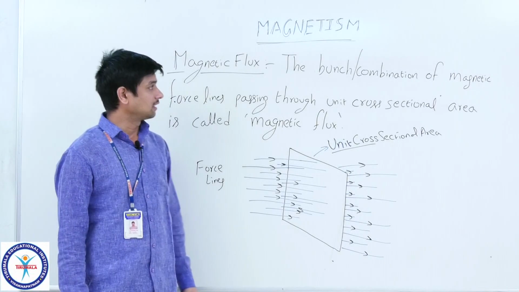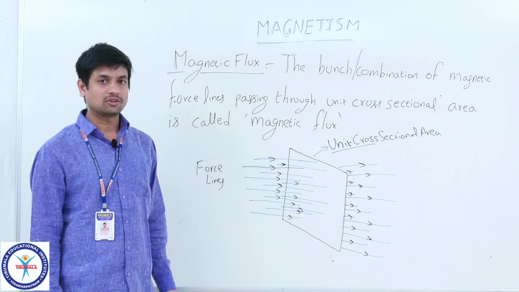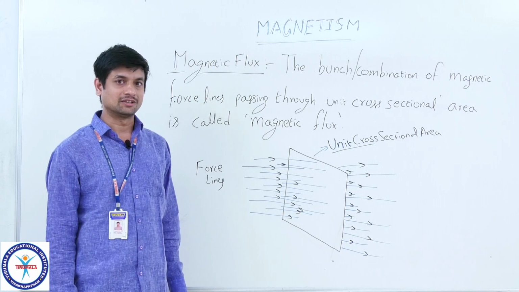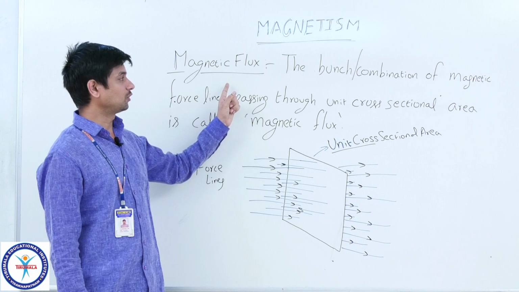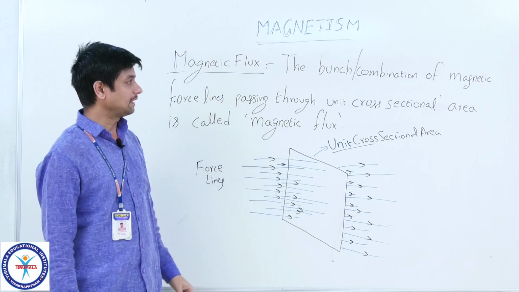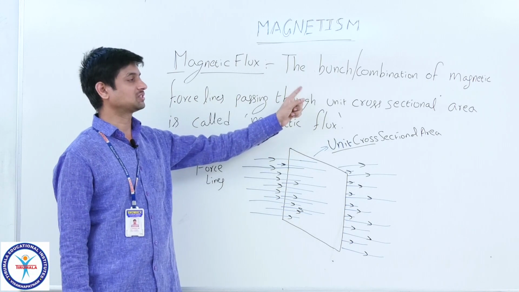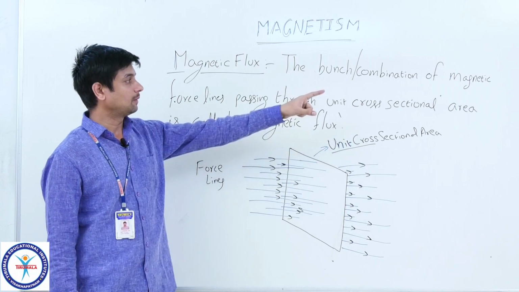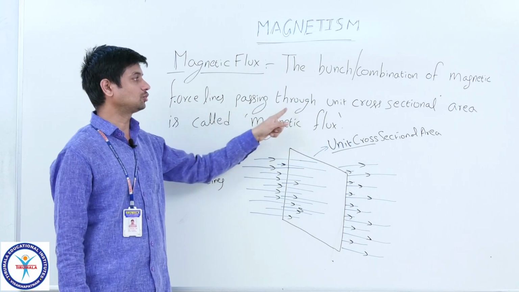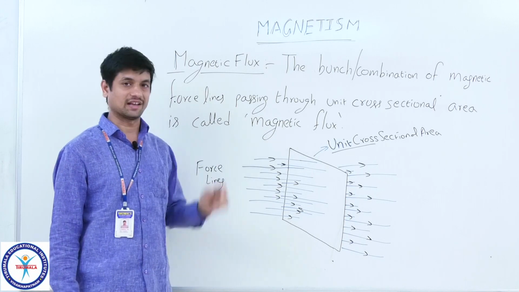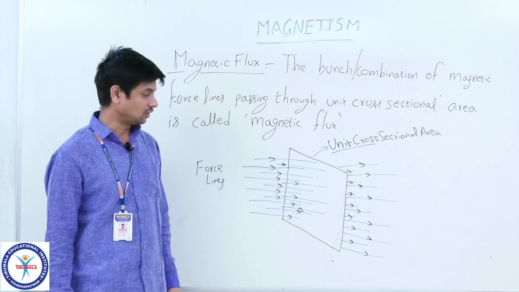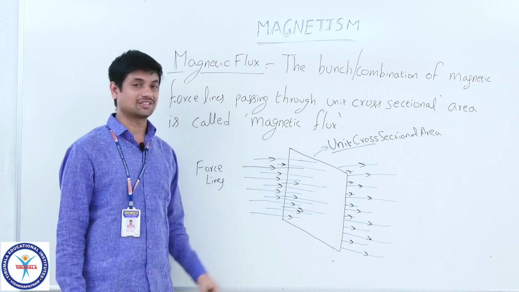Children, till now we have learnt about the properties of the magnetic force lines. So, another term we are going to learn is magnetic flux. Magnetic flux means the bunch or combination of magnetic force lines passing through unit cross sectional area. You can see, consider this cross sectional area.